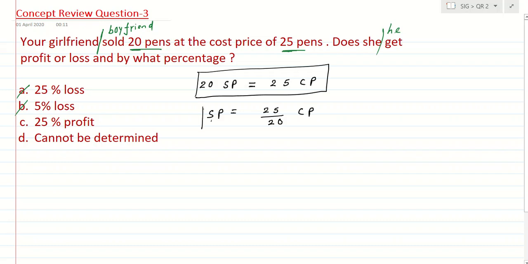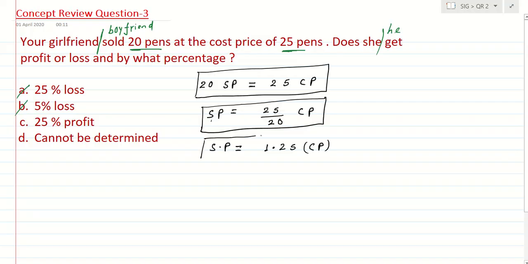What is SP? Final value. What is CP? Initial value. So how much do we get here? We get 1.25. So 1.25 times CP equals the final value. So when do I get 1.25 times? When the profit is 25%.